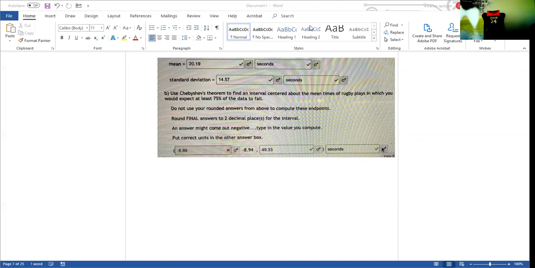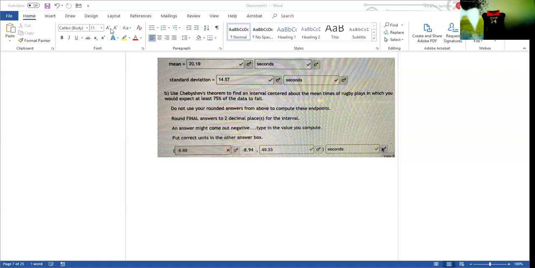Round final answers to two decimal places. So it may be that you have more accuracy in your calculator than just, for example, the 0.19 or the 0.57, and you would want to use it. But the question in general was the negative 8.89. How did we end up with that?